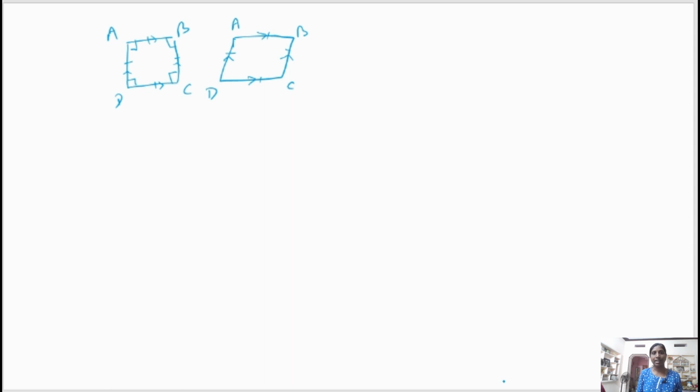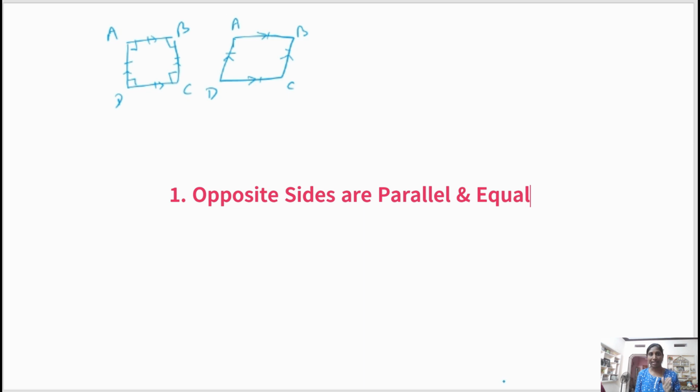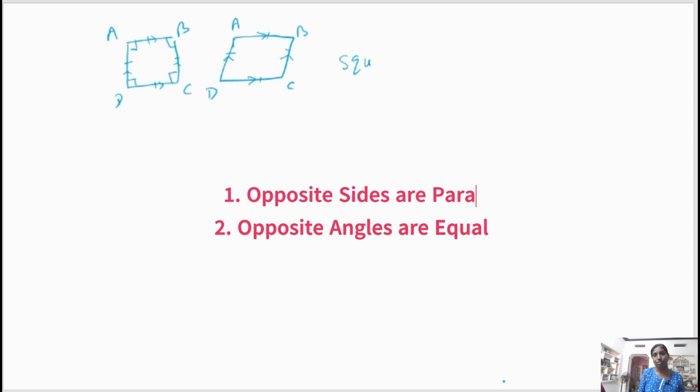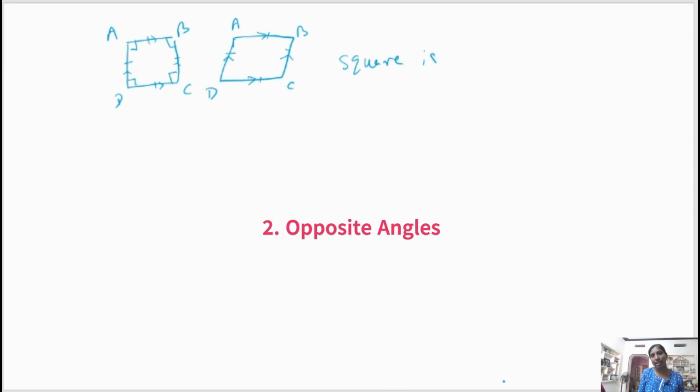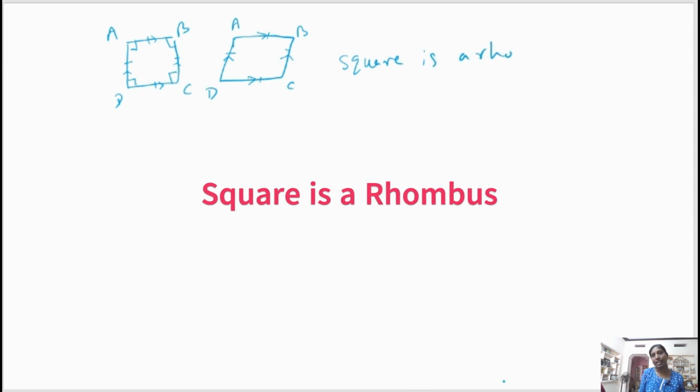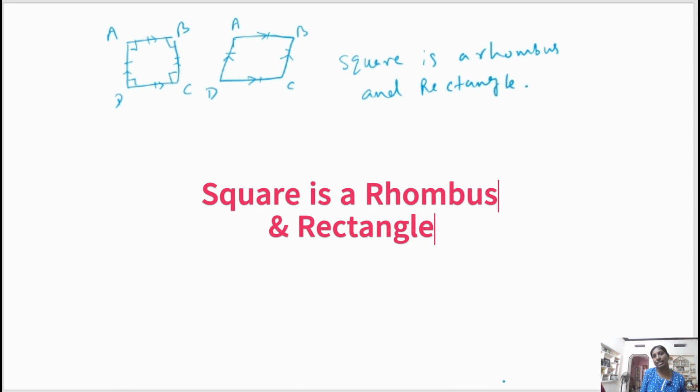In a square, opposite pairs are parallel and equal, and opposite angles are equal. So a square is a rhombus. A square is a rhombus and a rectangle.